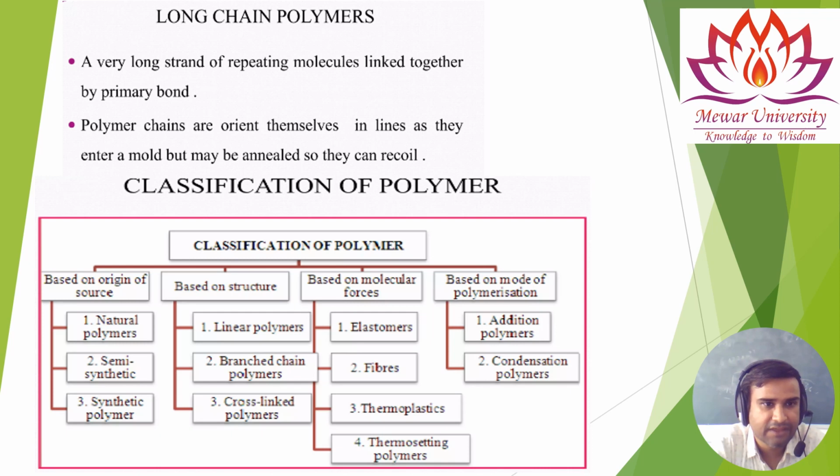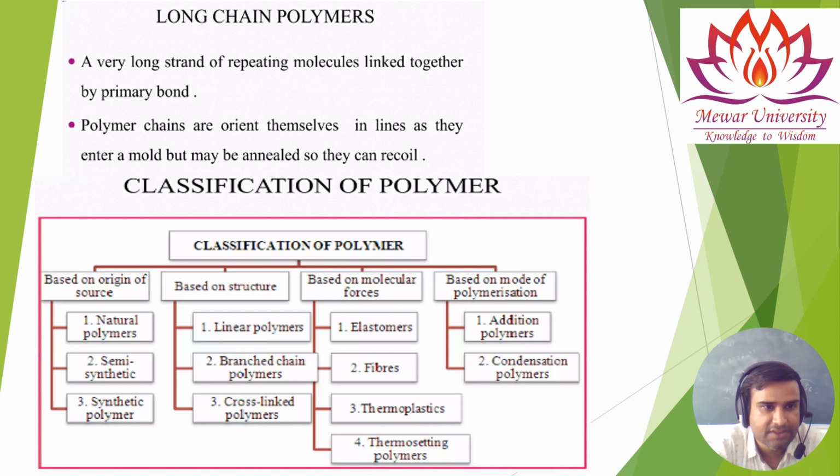Now we will classify polymers based on four characteristics. The first one is based on the origin of the source. Here, polymers are classified into three types: natural polymer, semi-synthetic, and synthetic polymer.